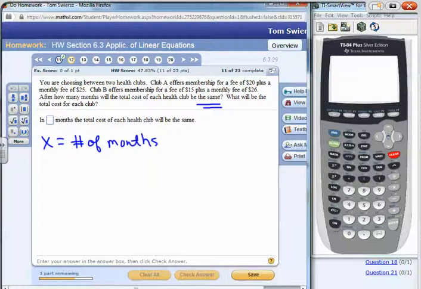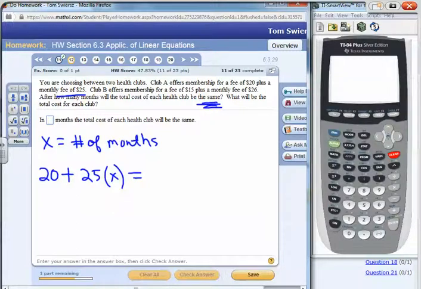So we'll let our variable represent the number of months, which we'll just use x. What's the cost for A? The fee is $20. That's an upfront fee, right? So it's 20 plus a monthly fee of 25, so that means it's 25 times the number of months, right? For the first month, it would be 20 plus 25 times 1. Second month, 20 plus 25 times 2. We don't know what the number of months is, so it's x. When will the clubs be the same, right? So that's why I'm using equal.